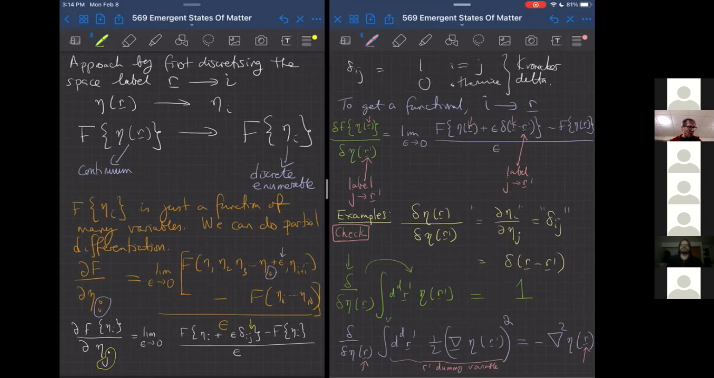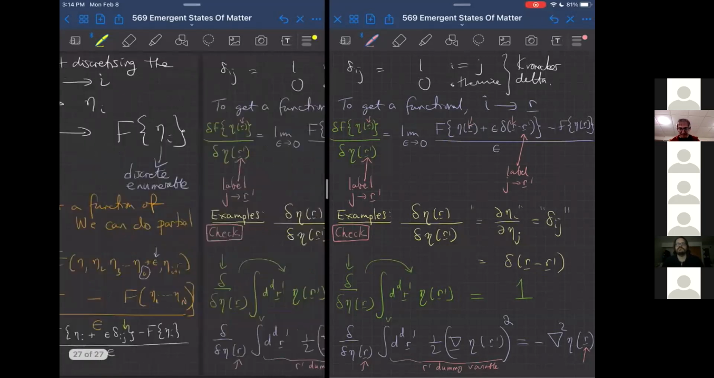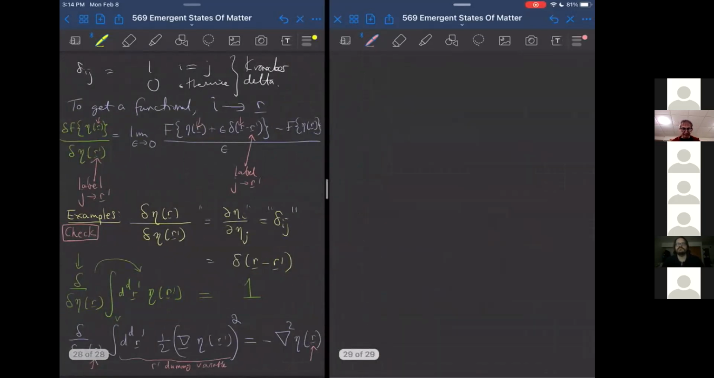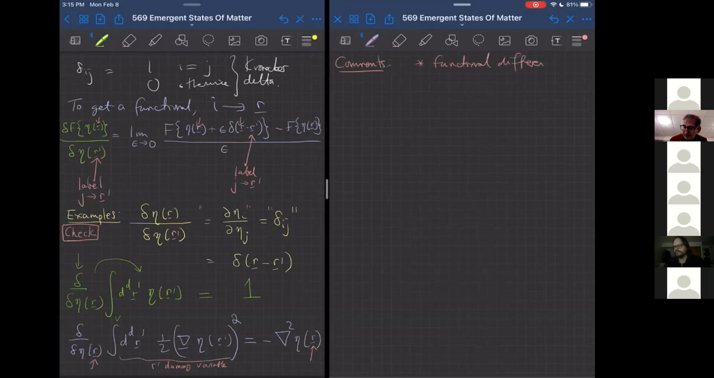In the homework that I will send out, you will have a problem to practice doing this, and the thing that you're going to see is that this functional differentiation gives you the Euler-Lagrange equations in classical mechanics.